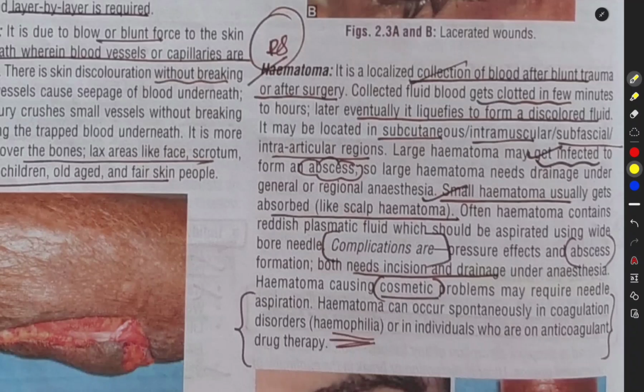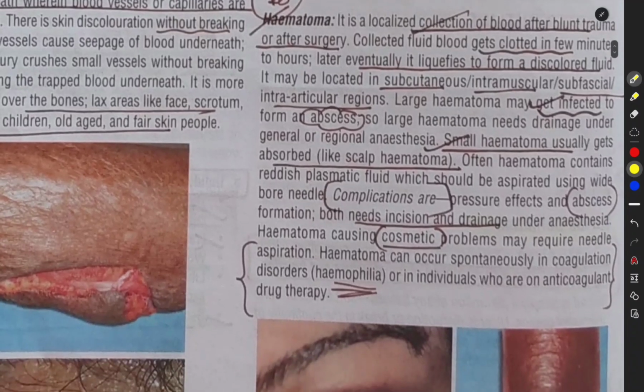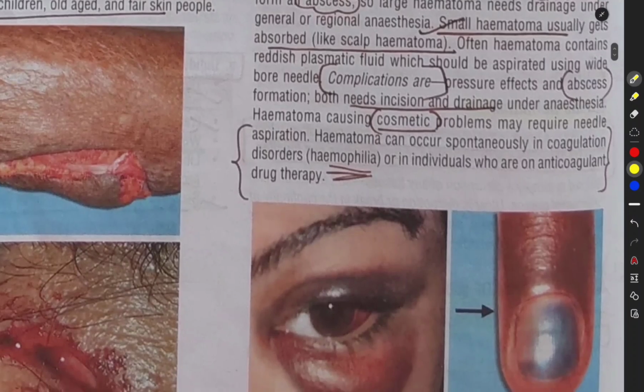Because there is a collection of this blood, it is prone to get infected, which will lead to formation of an abscess. Some varieties are any small hematoma which can be seen on the scalp. As already told, abscess is one of the complications. For this, incision and drainage should be done. Cosmetically, hematoma is not good to be seen. Hematoma can occur spontaneously in coagulation disorders like hemophilia.